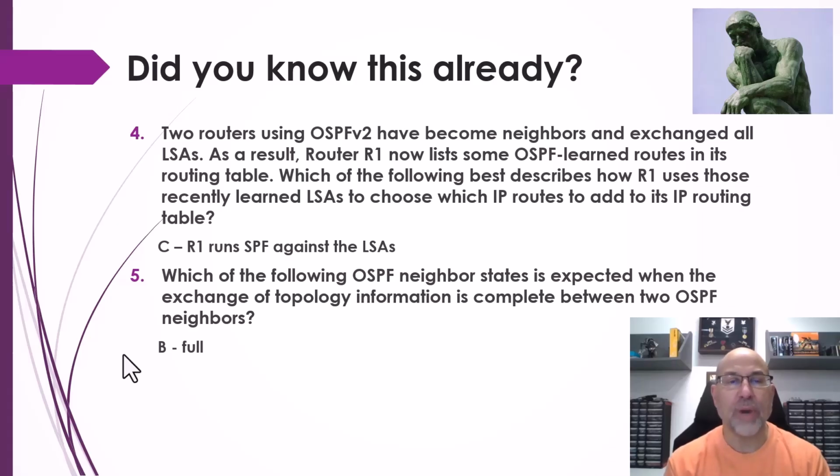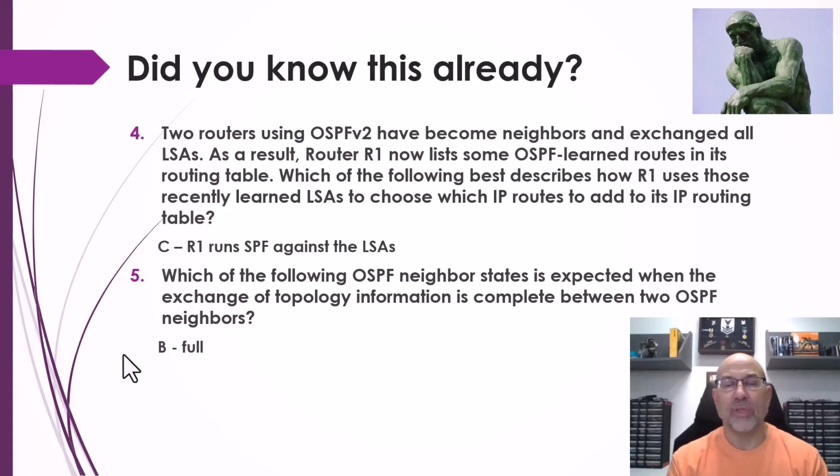Question number 4. Two routers using OSPFv2 have become neighbors and have exchanged all LSAs. As a result, router 1 now lists some of its OSPF learned routes in its routing table. Which of the following best describes how router 1 uses those recently learned LSAs to choose which IP routes to add to its routing table? Remember that at this point, we have an updated link state database. And so now what we have to do is run the shortest path algorithm against the LSAs.